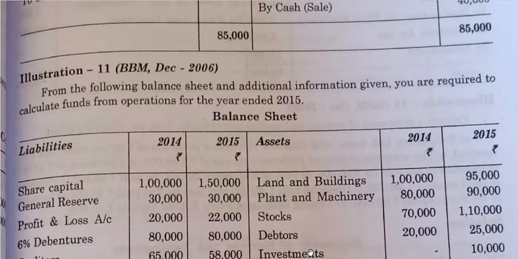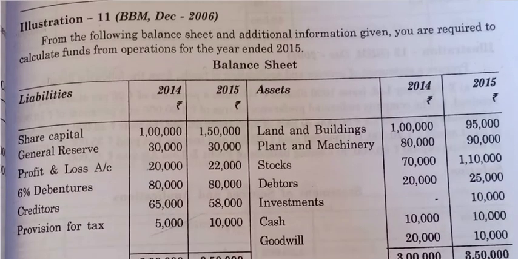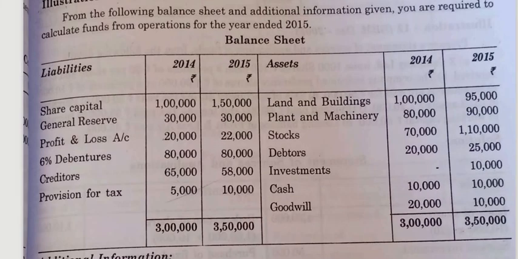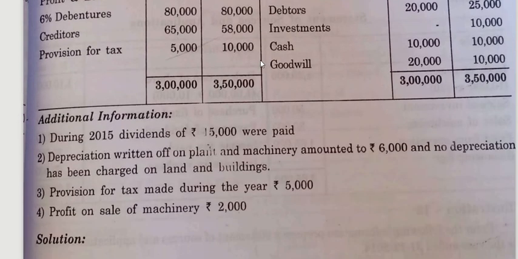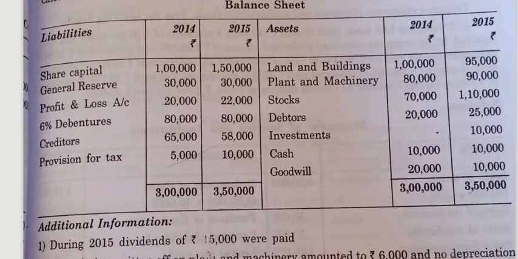So moving on to your next question. From the following balance sheet and additional information given, you are required to calculate funds from operation for the year ended 2015. They have given that during the year 2015, rupees 15,000 as dividend was paid. So dividend paid will come in your adjusted profit and loss account.